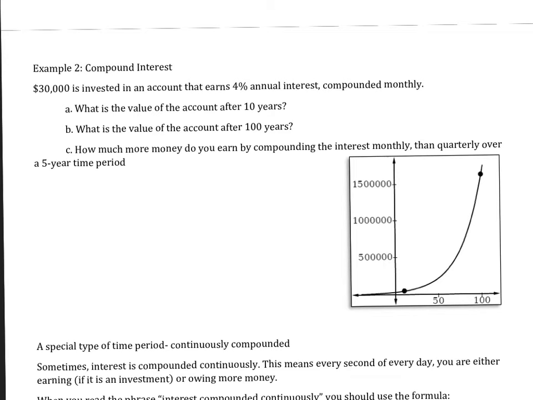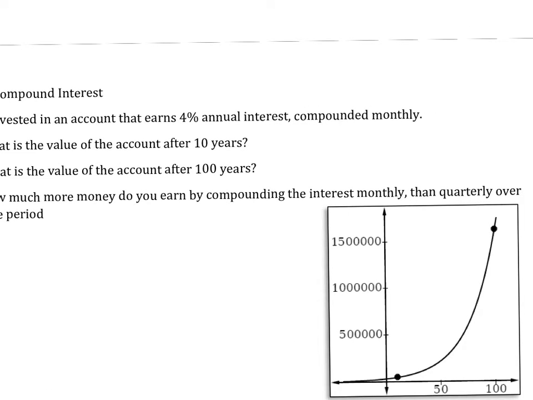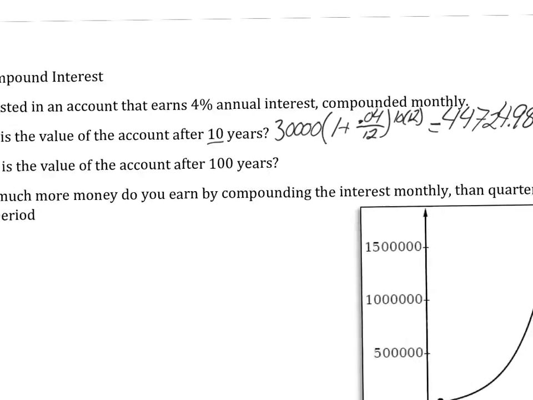What is the value of the account after 10 years? Okay, so we're starting off with 30,000 times 1 plus, we have annual interest, so 0.04 divided by, it's compounded monthly, so what number is that? That's divided by 12. And then we're looking at 10 years, right? So I have 10 times 12. When you plug that in, that will give you 44724.98.